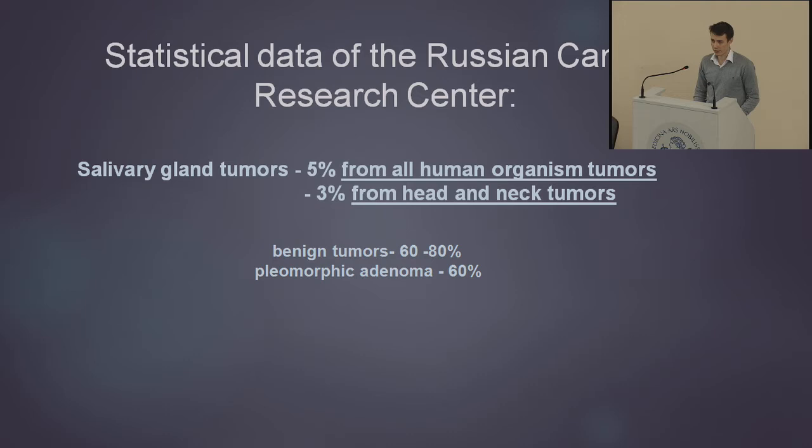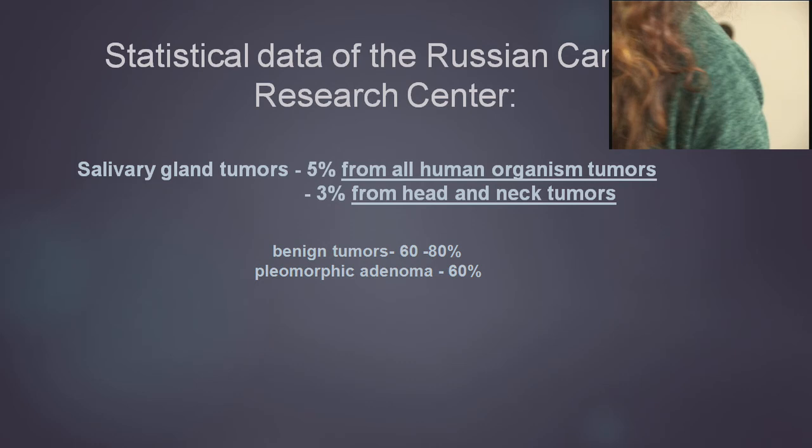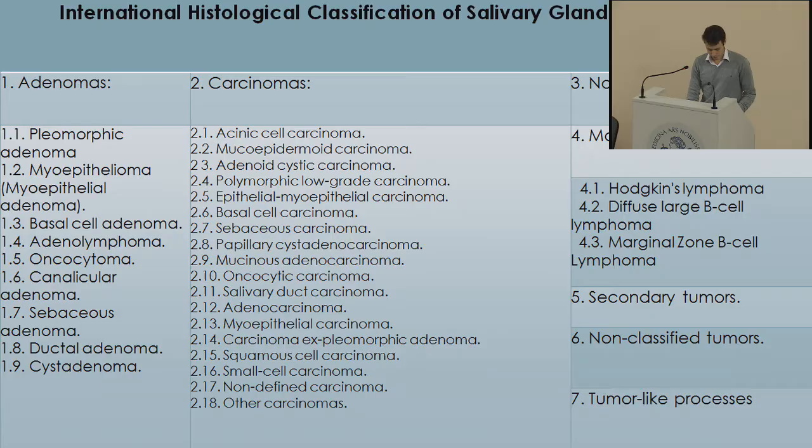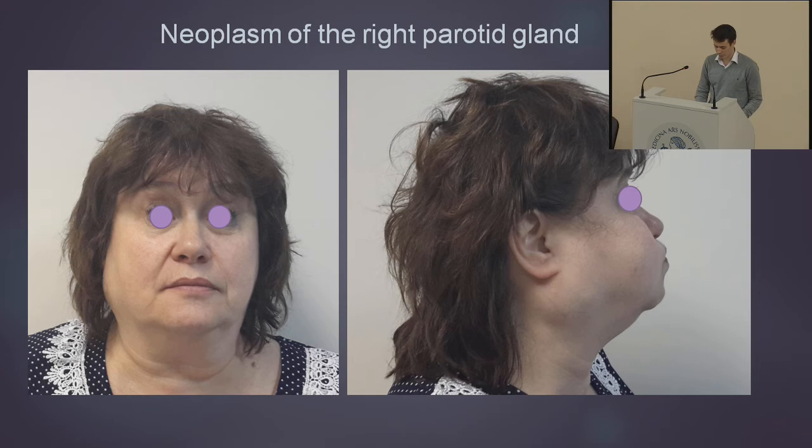Salivary gland tumors unfortunately don't lose their relevance. According to statistics of the Russian Cancer Research Center, salivary gland tumors account for 5% of all human organism tumors and 3% of head and neck region tumors. Due to the striking range of morphological diversity between different types of tumors, and the number of specific complications, treatment outcomes are usually poor. Here on the slide you can see a neoplasm of the right parotid gland.